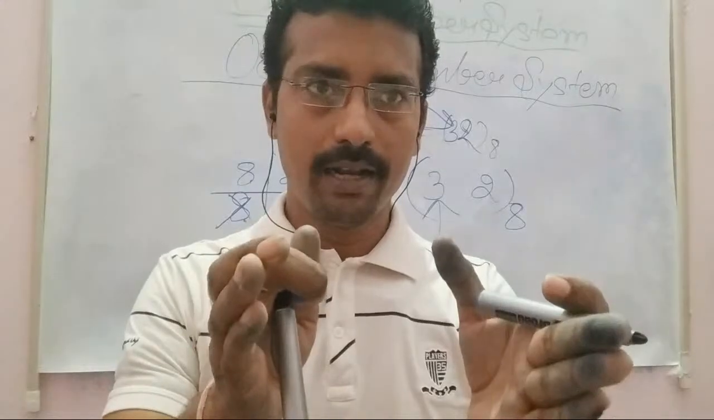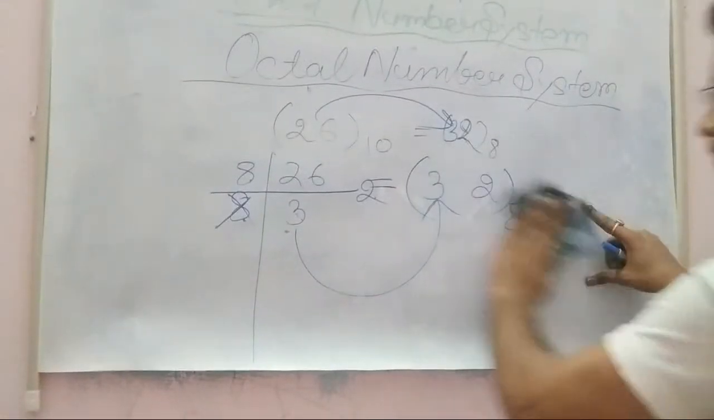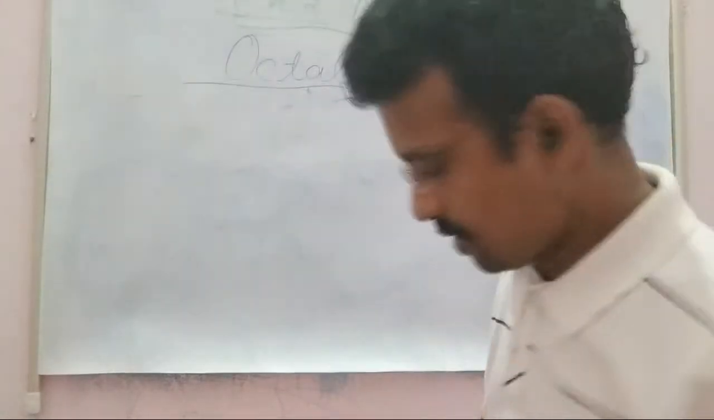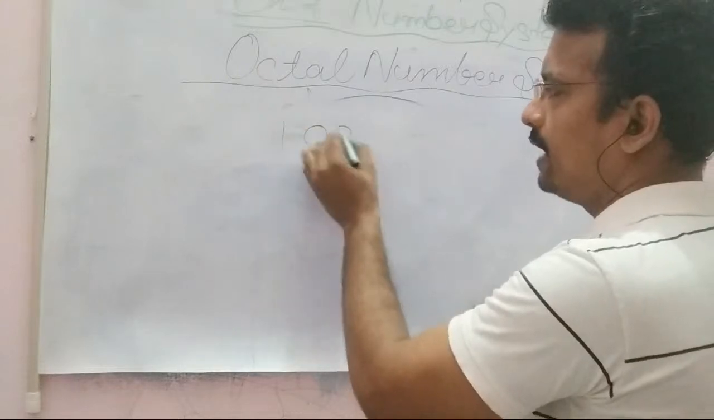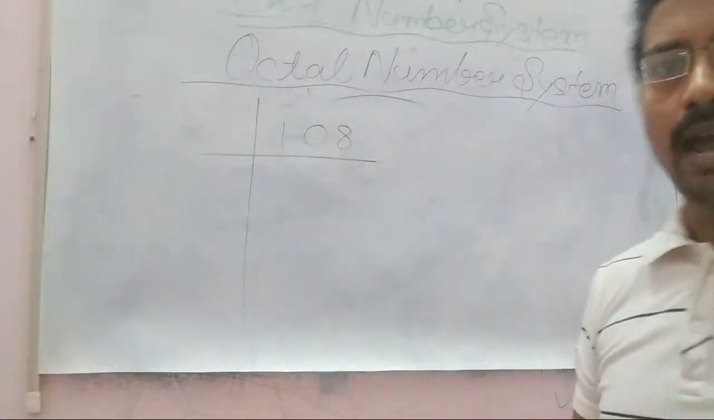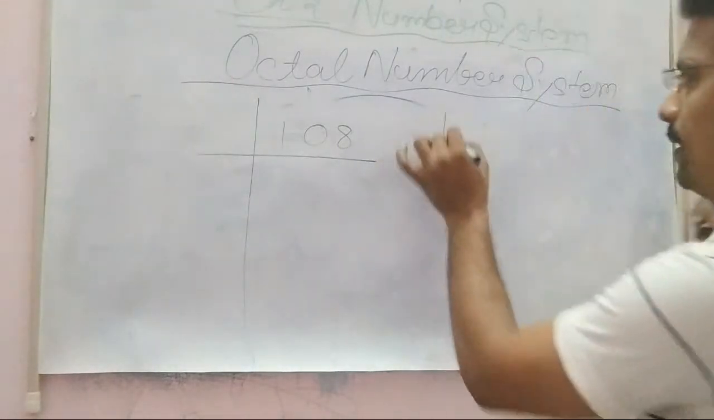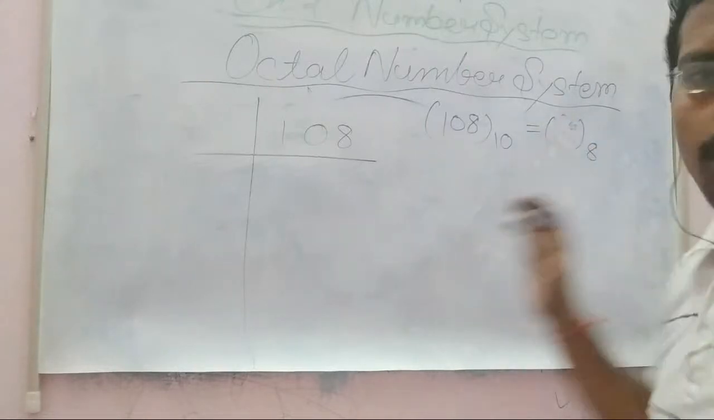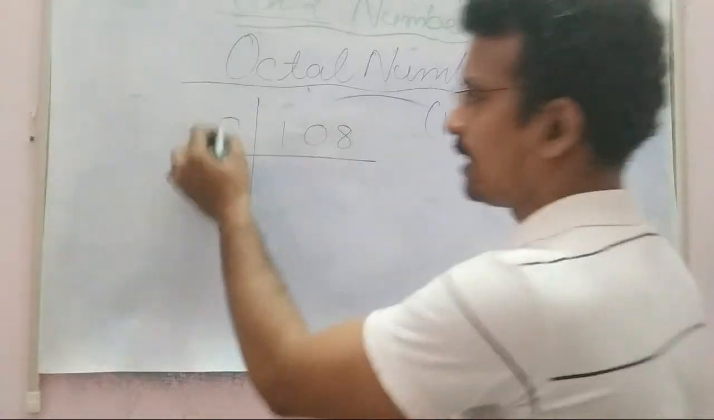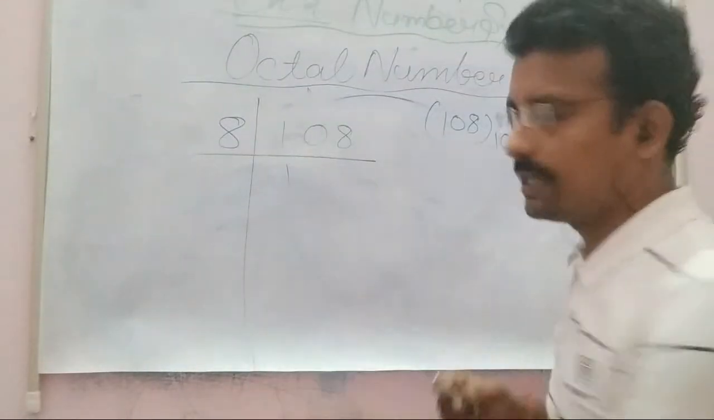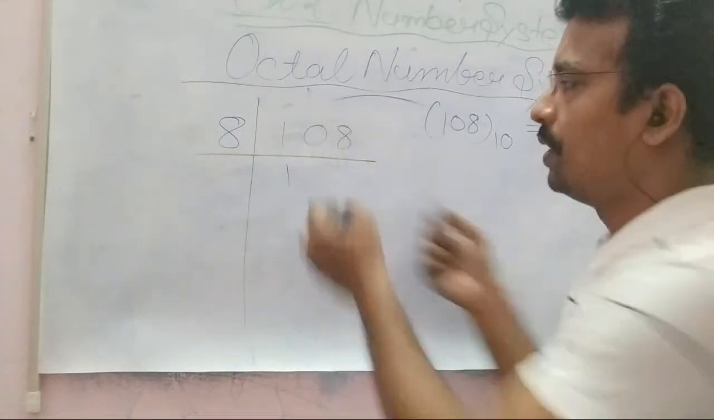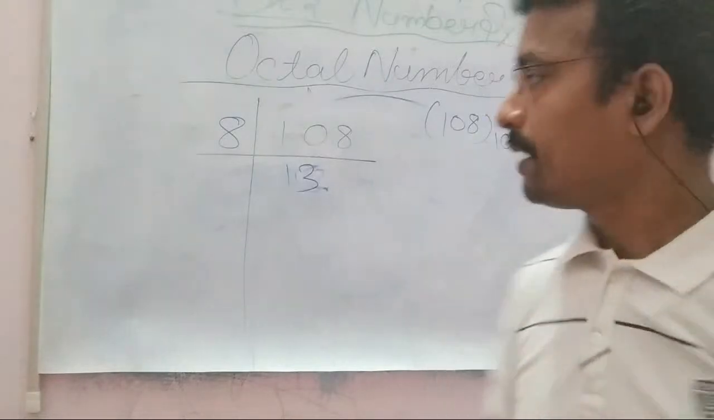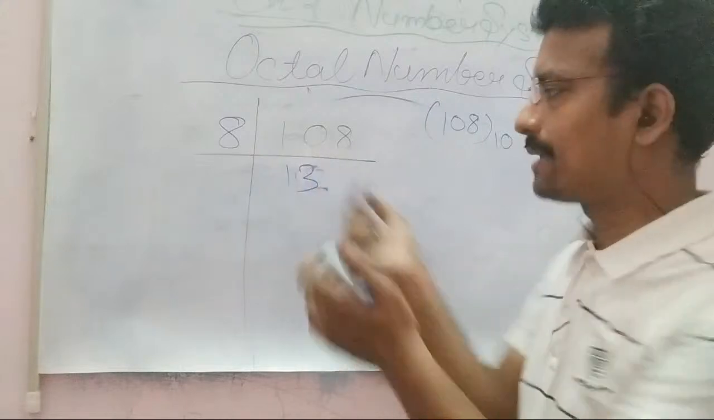Easy, na? Easy for all? Okay, one more time. We will take a few more examples. See, suppose I take 108 and I have to convert this decimal number. I have to get its equivalent octal number. What will it be? First, you write it this way, then start dividing by 8. So let's see: 8 ones are 8, what is left? 2. Then 8 threes are 24. Sorry, after 24 we are leaving 4 as remainder.